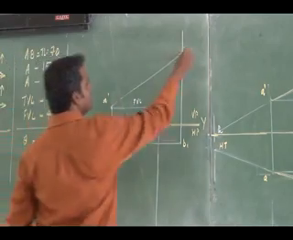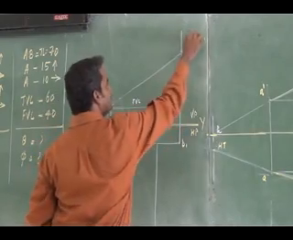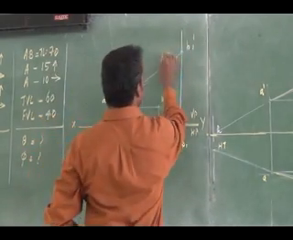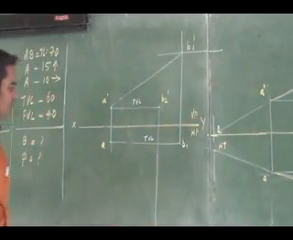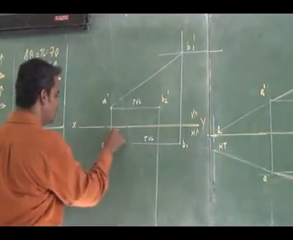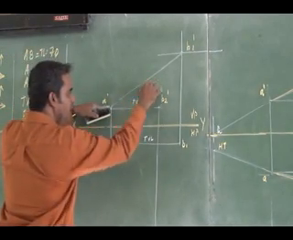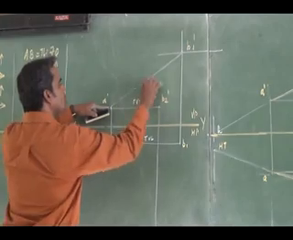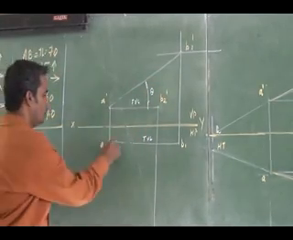This is my A dash and this B dash will be B1 dash. So here I will have my locus. In the same way I can use the true length to find out phi. What is this angle? This is going to be my theta.